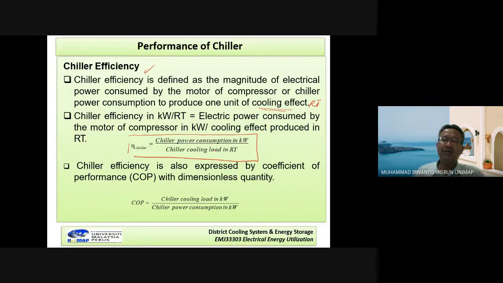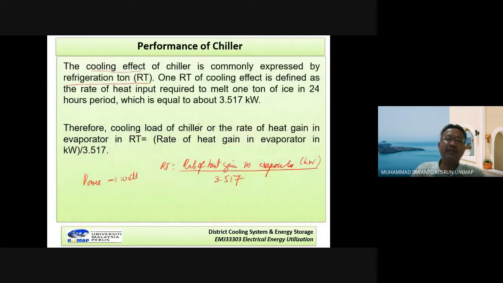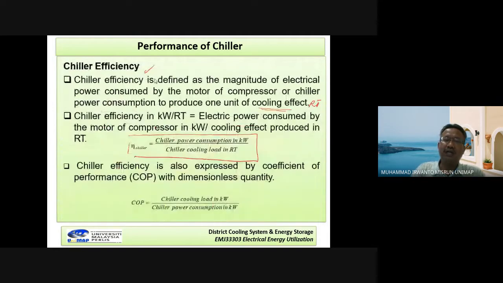Before we mentioned that cooling effect. This cooling effect can be mentioned also as chiller cooling load, unit in RT. And then after this, the term of chiller efficiency can be called also coefficient of performance, COP. In here that COP is equal to 1 over efficiency of the chiller.